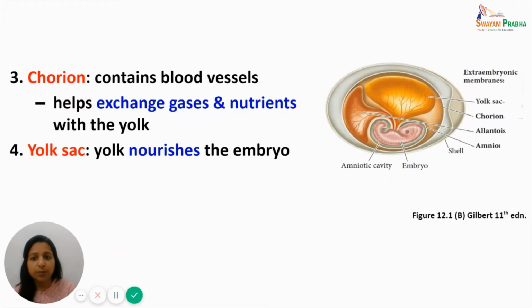This yolk sac is formed from the complete yolk, which is present in the oocyte of the avian eggs. Now, this yolk sac has the function of nourishing the embryo as it is growing. This yolk sac is formed during gastrulation.